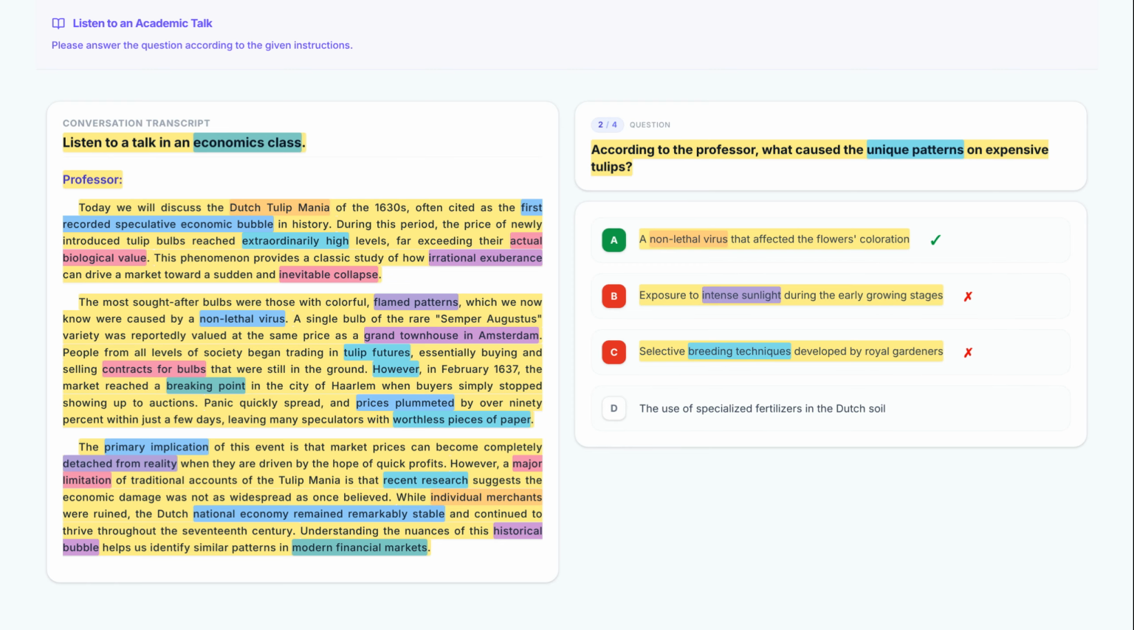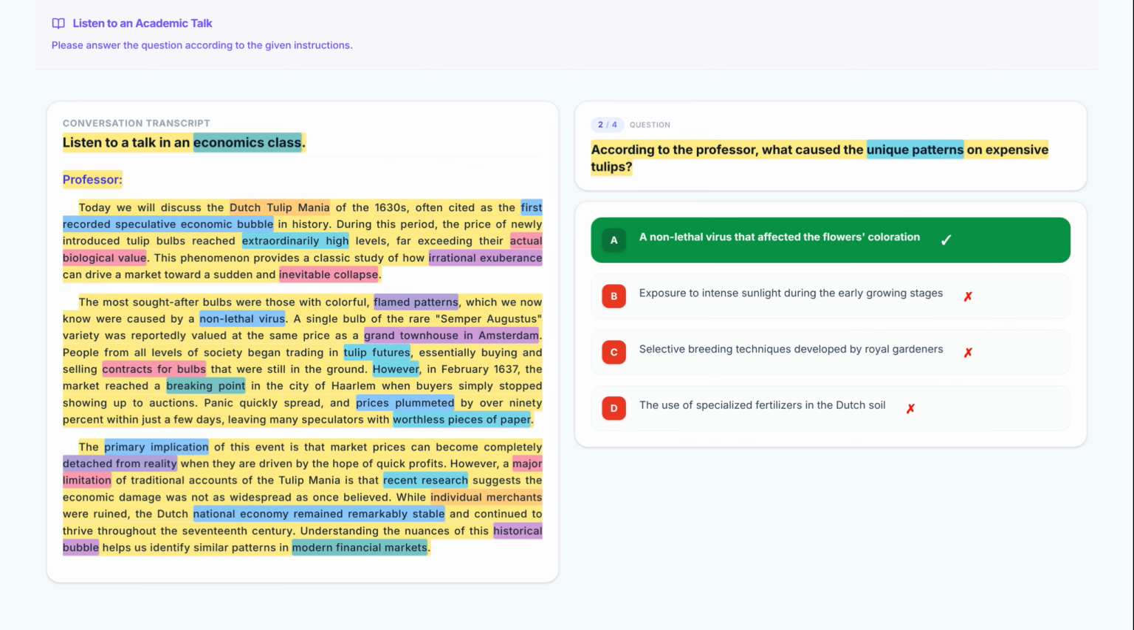Finally, let's look at option D: the use of specialized fertilizers in the Dutch soil. The professor does not discuss specialized fertilizers or soil composition, so this option is incorrect. Therefore, the correct choice is option A because it directly repeats the factual explanation provided in the lecture.